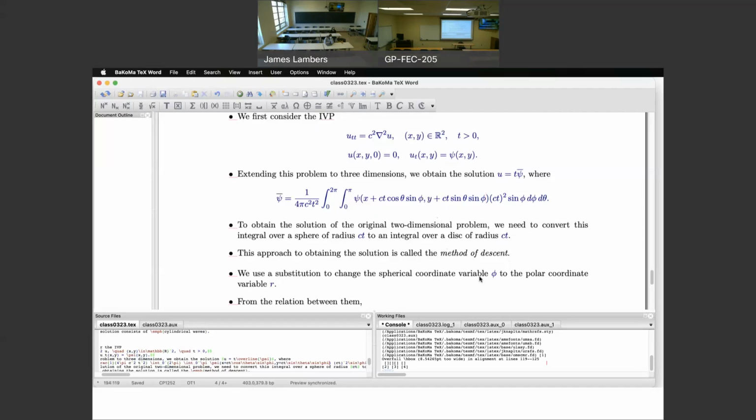Look at our variables here: we have d phi and d theta. Those are two of the three spherical coordinates. We want to work with polar coordinates, r and theta. Now, the theta in spherical and polar coordinates are the same. We need to express this angle, the angle of inclination, phi, in terms of the polar coordinate variable r.